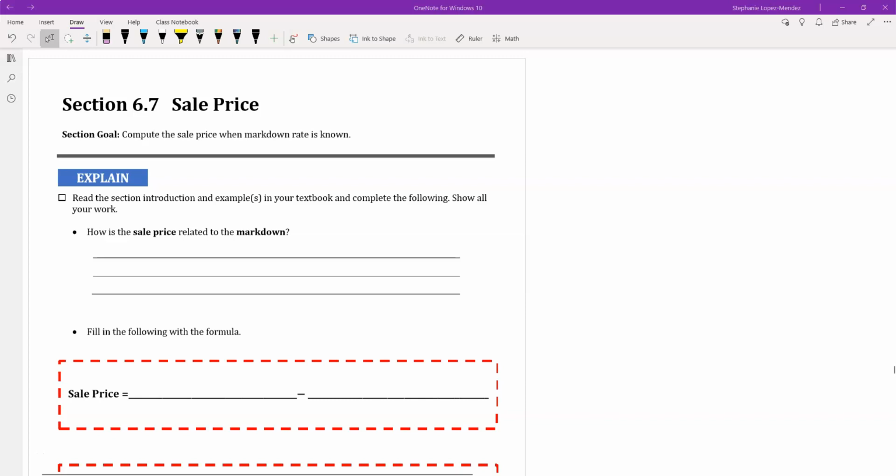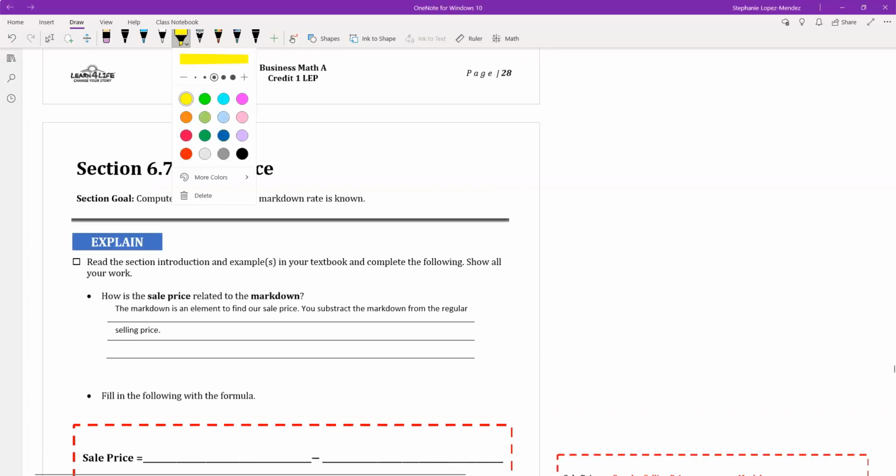This is section 6.7, sale price. On question number 1, we have, how is the sale price related to the markdown? The markdown is an element to find our sale price. You subtract the markdown from the regular selling price so you can find the sale price of a product.